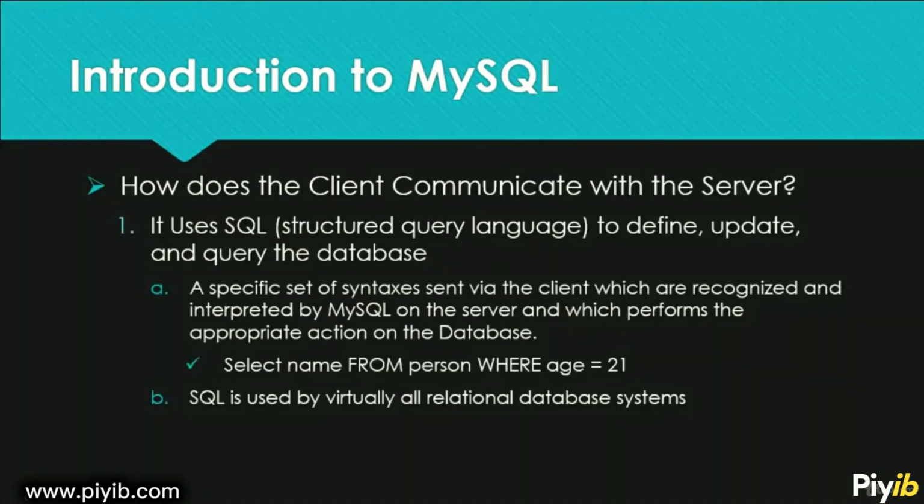Now that we know what a client is, let's talk about how a client communicates with the server. To do this, it uses something called SQL, or Structured Query Language. This language can be used to define, update, and query the database. A query is just a term for the set of instructions sent. Like any language, SQL has a specific set of syntaxes that when sent from the client to the server can then be interpreted by MySQL so that it can take the appropriate action on the database. A quick example of this syntax would be something like select name from person where age equals 21. We'll get into the actual syntax later in the course, but for now, that's how it looks.